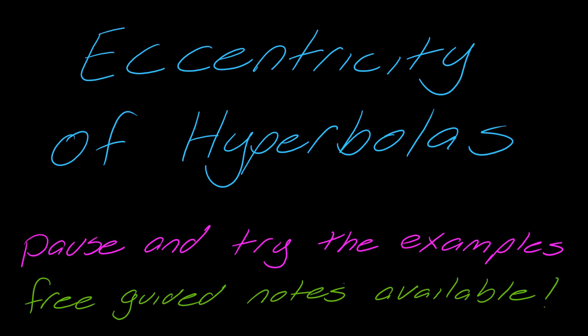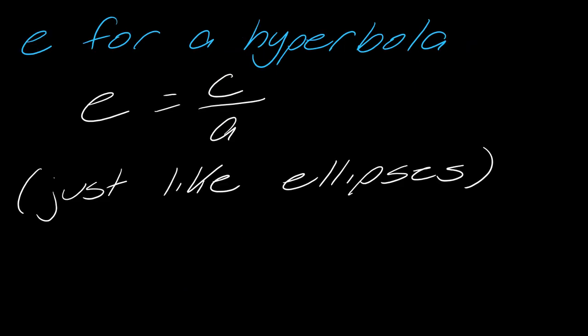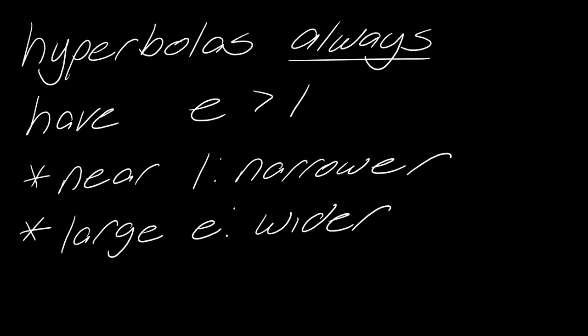So let's talk about eccentricity of hyperbolas, which is actually very similar to eccentricity of ellipses. To calculate the eccentricity, it's still c over a, just like ellipses. As far as how you interpret it, first of all, I just want to note that hyperbolas will always have an eccentricity greater than 1. So if you're getting something that's less than 1, that means there's something wrong with your calculation.